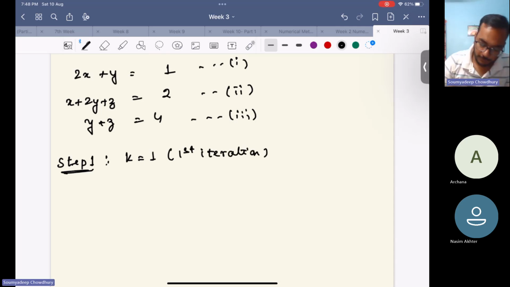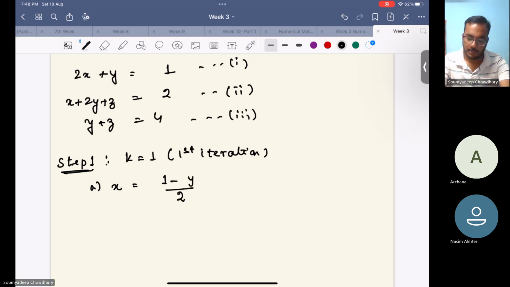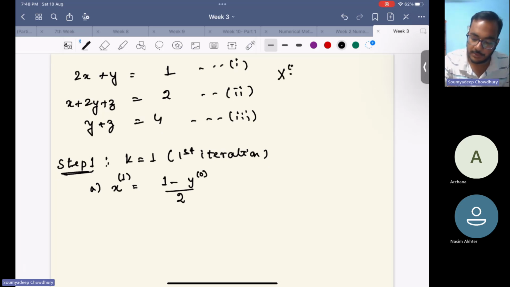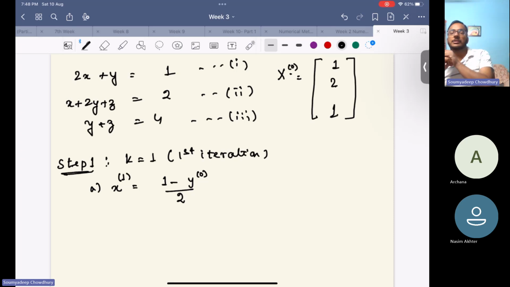What you have to do is first find x from the first equation. What is x? x equals (1 minus y) by 2. Is it correct? Here we write the first iteration, so it is the 0th step, so we'll write x of 1 and y of 0. The initial value will also be given to you, which is 1, 2, 1. For any problem in the iterative techniques, the initial value will be given to you. So x of 0 is given to be 1, 2, 1.